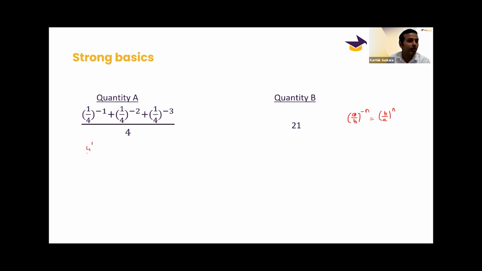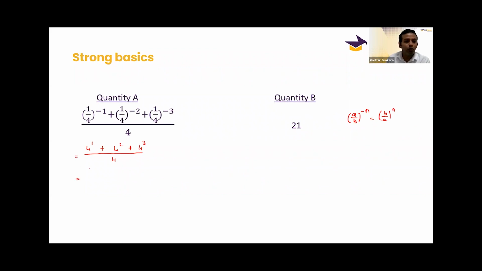4 upon 1, which is nothing but 4 to the power 1, plus (1 upon 4) whole to the power minus 2. Again, to remove the negative sign, we have to reciprocal, which is 4 to the power 2, plus (1 upon 4) whole to the power minus 3 becomes 4 to the power 3, whole divided by 4.